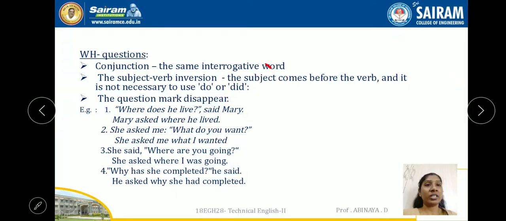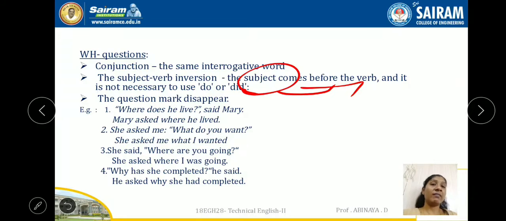Don't forget to put the same word as the conjunction word, and don't do this inversion. The subject should come first and then only the verb, right? Okay, either it may be the auxiliary verb or the main verb also, it has to come after the subject only, and don't put the question mark. The question mark will disappear. So don't forget to do these changes while changing WH questions into indirect questions. And here also you have to do the adverbial changes, place changes and time changes also if required.